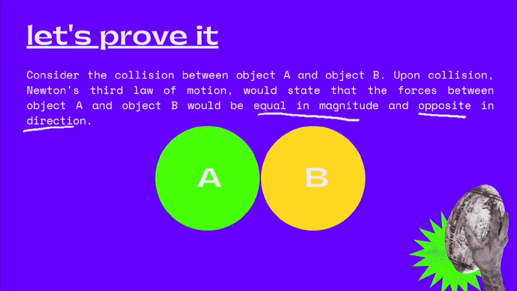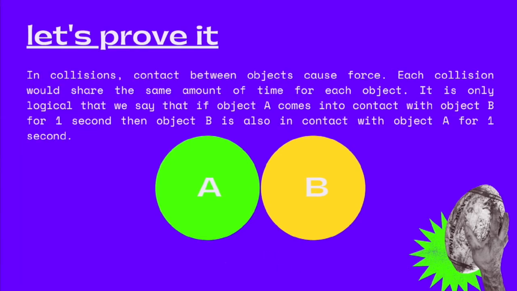So if we were to write that down in an equation, we would simply say that the force that A applies to B would be equal to the force that B applies to A. But the force that B applies to A would have a negative sign since it is in the opposite direction. Now, in collisions, we also consider the amount of time our objects are in contact with each other. And we can safely assume that in each collision, each object would share the same amount of contact time. So it is only logical that we say that if object A is in contact with object B for 1 second, object B is also in contact with object A for 1 second only. So we write that down as the time for A to be in contact with object B is equal to the time that B is in contact with object A.